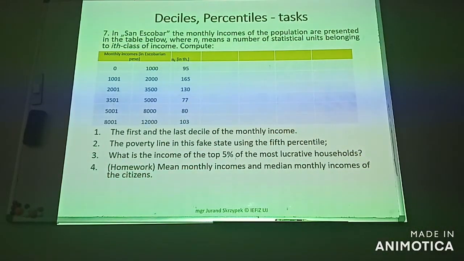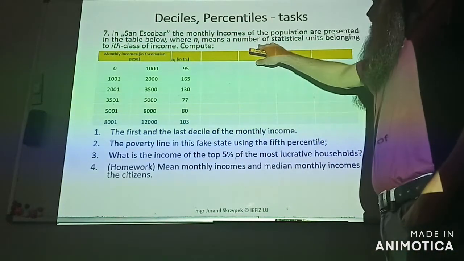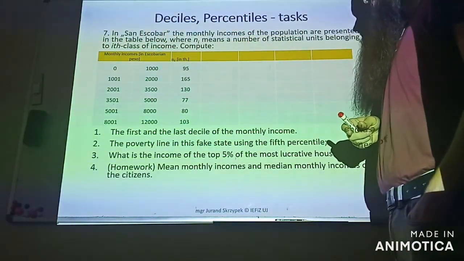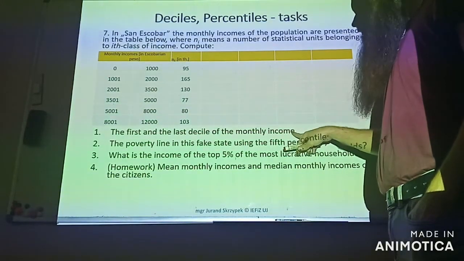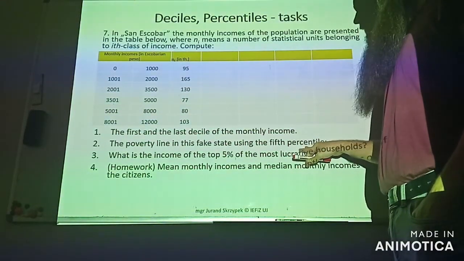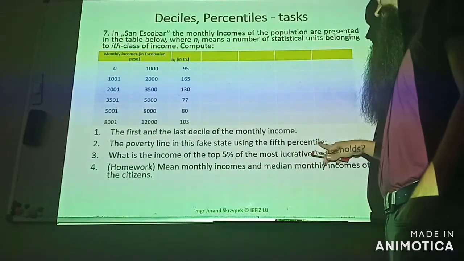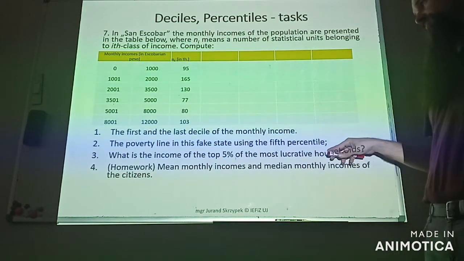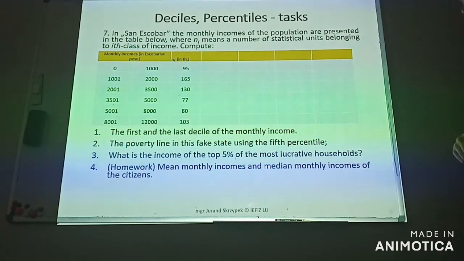Okay, we will make it. Compute the first and the last decile of the monthly income. Compute the poverty line in this fake state using the 5th percentile. And answer the question, what is the income of the top 5% of the most lucrative households?